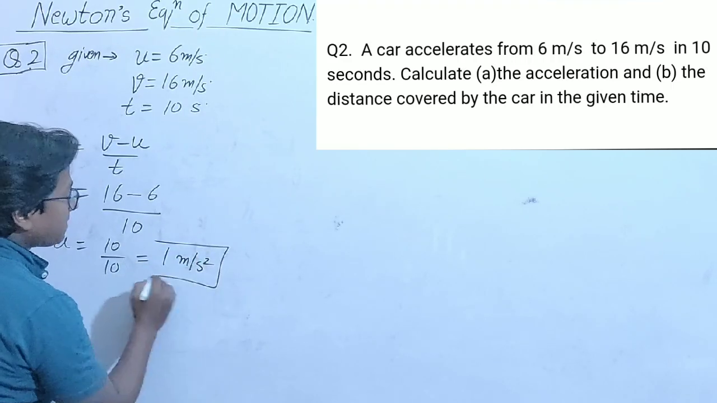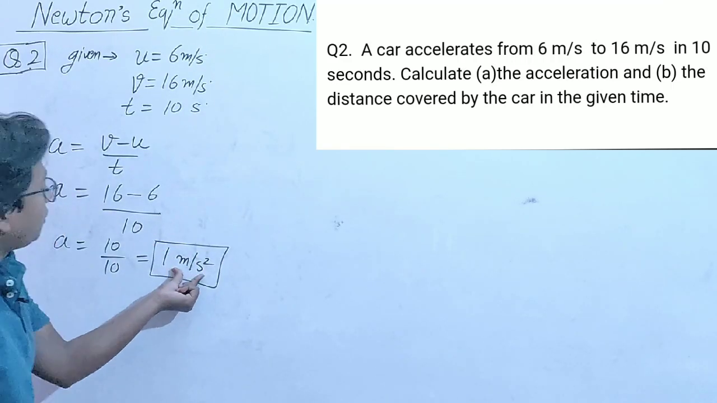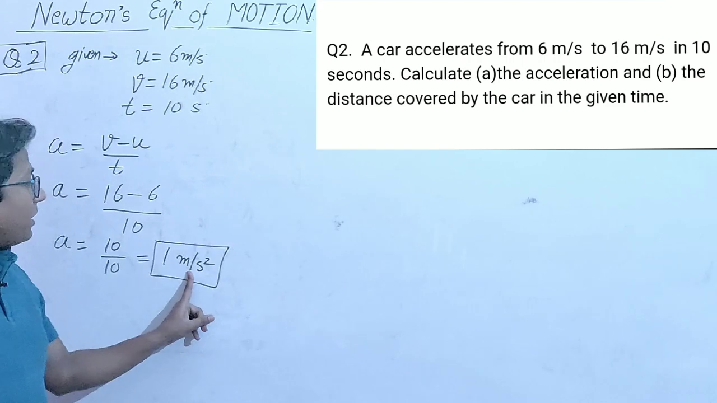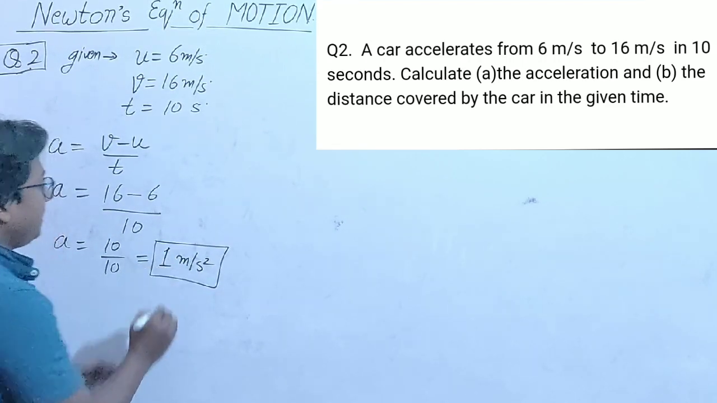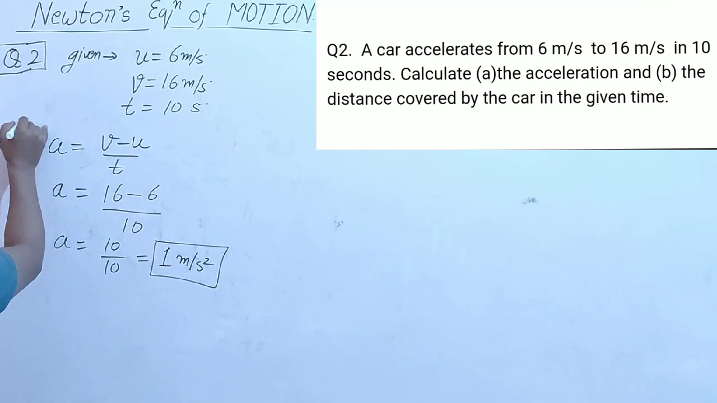Again I am explaining, always write the unit of the quantity very properly, otherwise your marks will be deducted. So answer will be 1 meter per second square for the first.